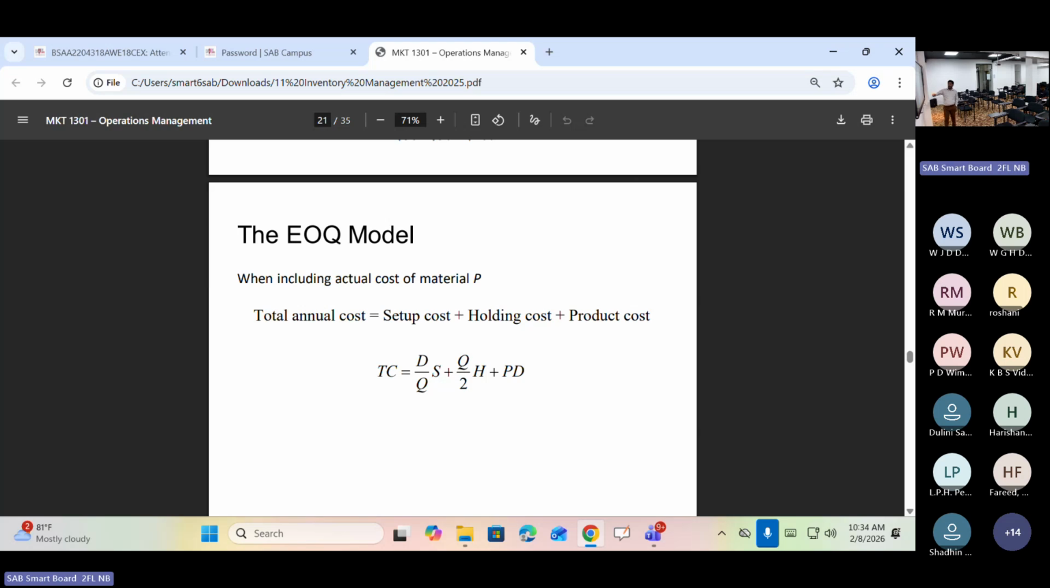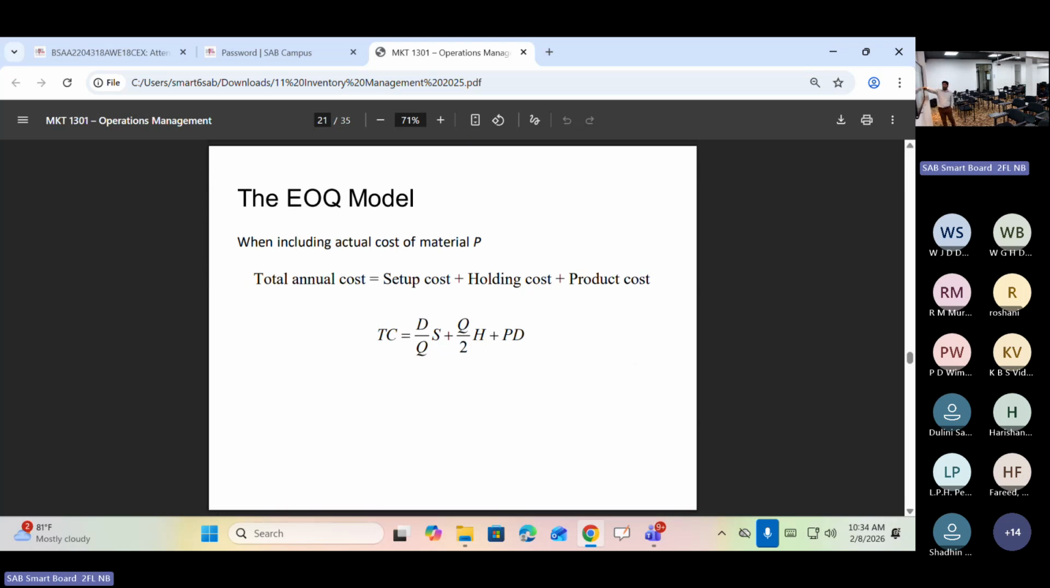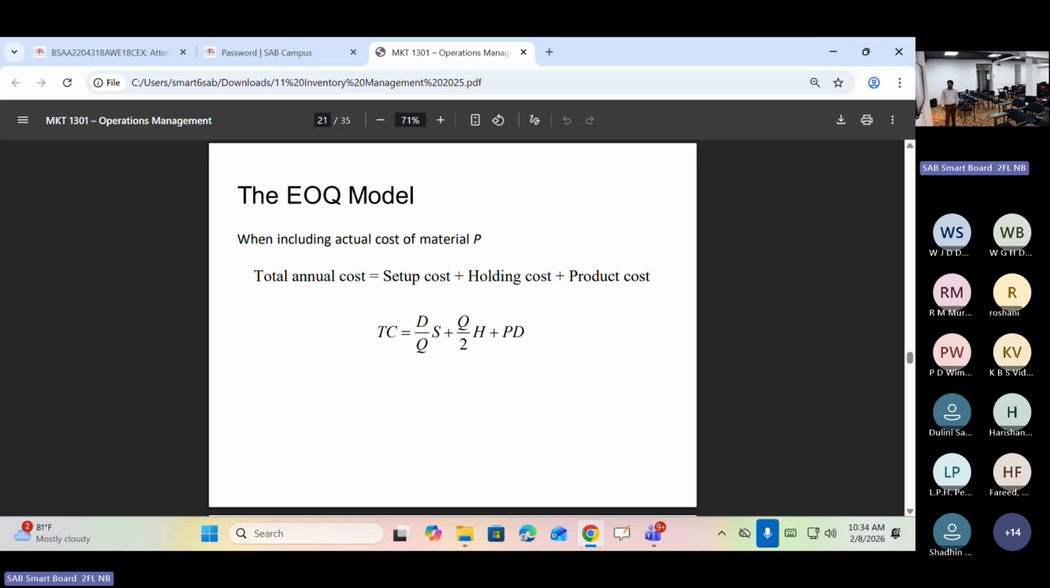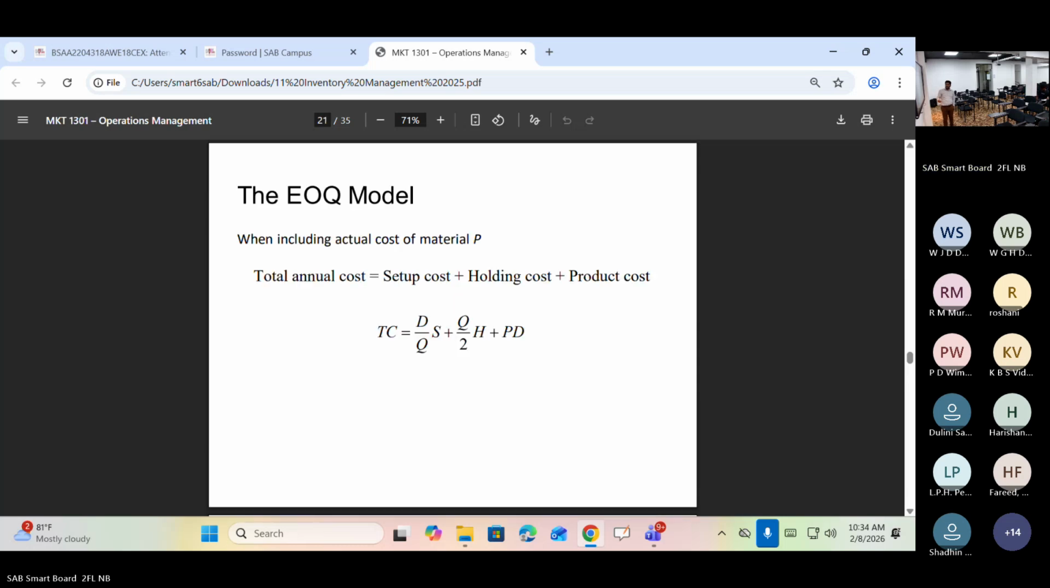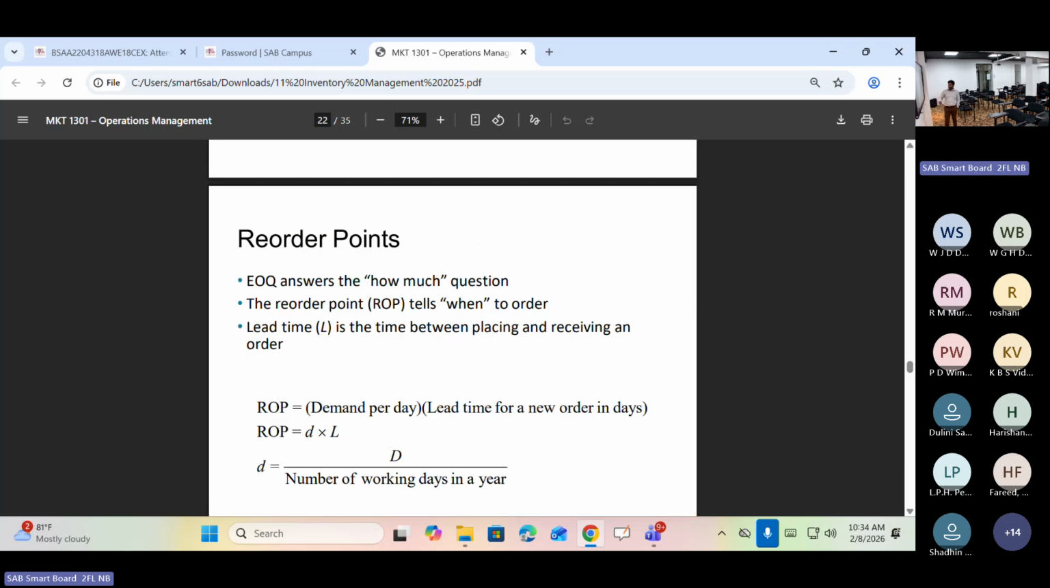If you have to add the material cost, that is the price of the product as well, what we have to do is add the material cost, annual demand times unit cost, D into C. So if you are given the unit cost, you can also calculate the total annual cost using the product cost. These are very simple and you're familiar with them. I'll quickly move to the next point.